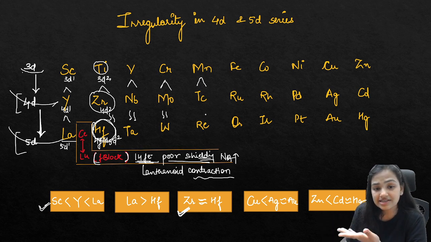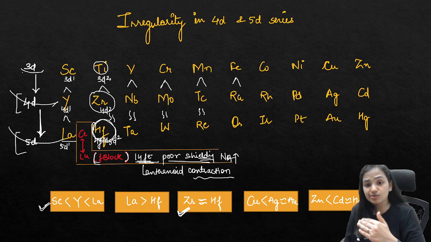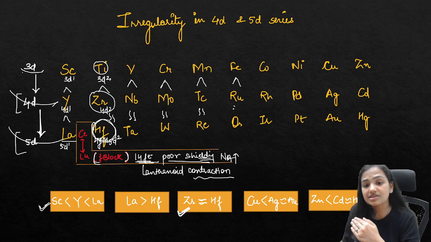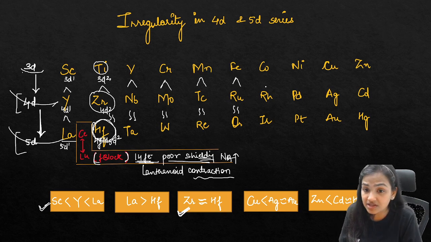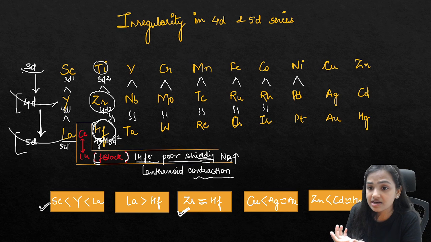Mn to Tc, the size increases, but Tc and Re, the size becomes the same. Fe to Ru, the size increases, but Ru to Os, the size becomes almost the same. The reason is lanthanoid contraction. Co to Rh, the size increases, but here rhodium and iridium will have almost the same size. Similarly here, and similarly here.